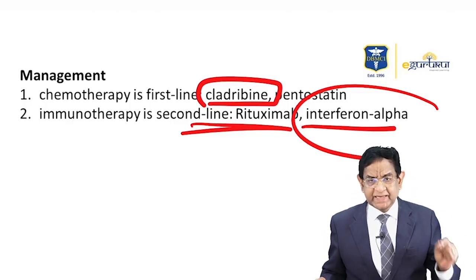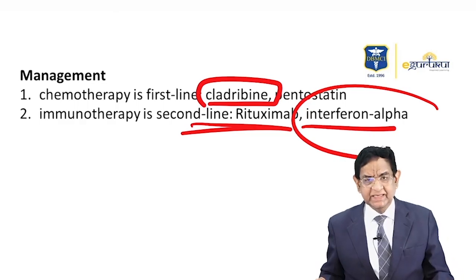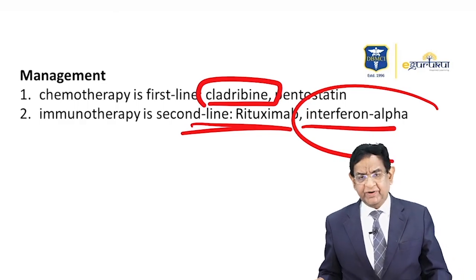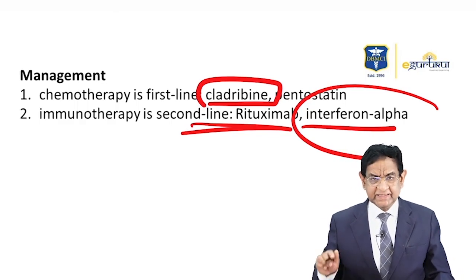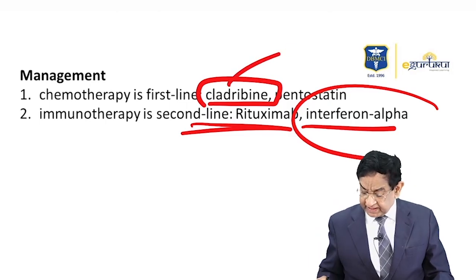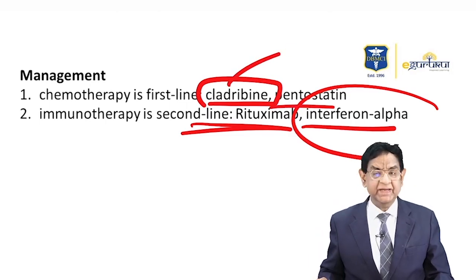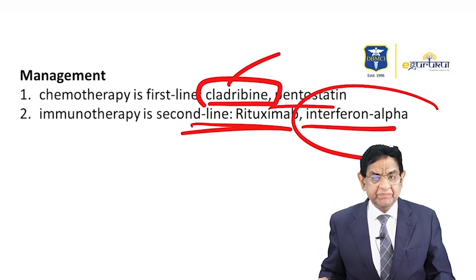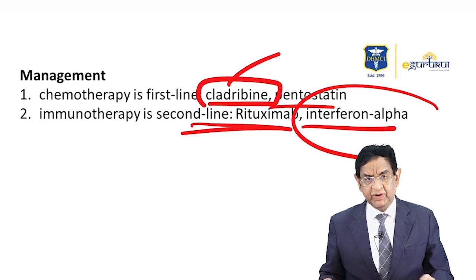But as per the latest NICE guidelines, previously it used to be interferon alpha. Now the NICE guidelines say the first line treatment is cladribine, or even pentostatin can be given. The second line treatment is rituximab or interferon alpha.